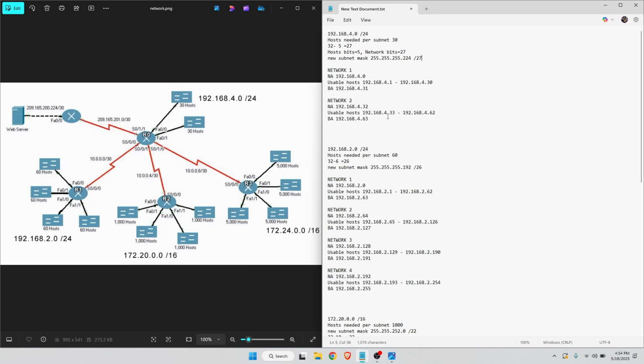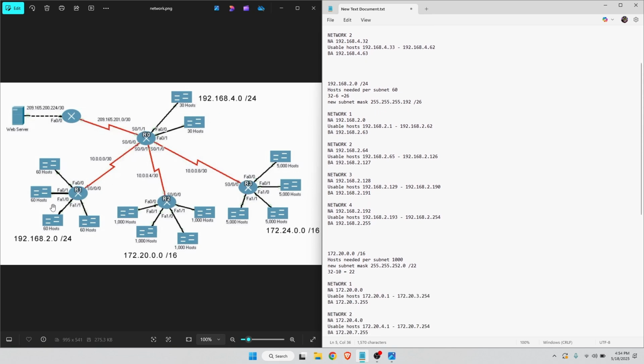Network 2, now we only need two networks for this one. So network 2 would be the network address 192.168.4.32 and the broadcast address 192.168.4.63, and the usable hosts again will be the ones in the middle, so that would be from 192.168.4.33 to 192.168.4.62. Right, simple enough. Again, this one only required two networks. Let's move on to the second one of the R1.